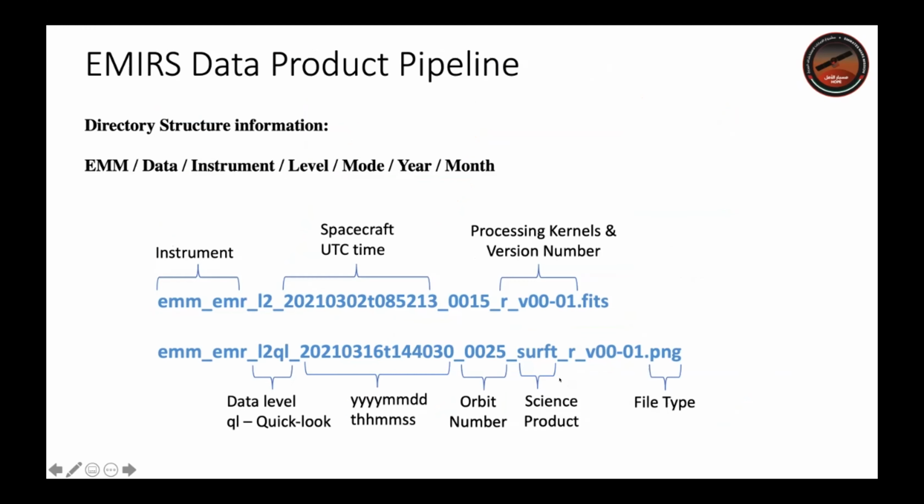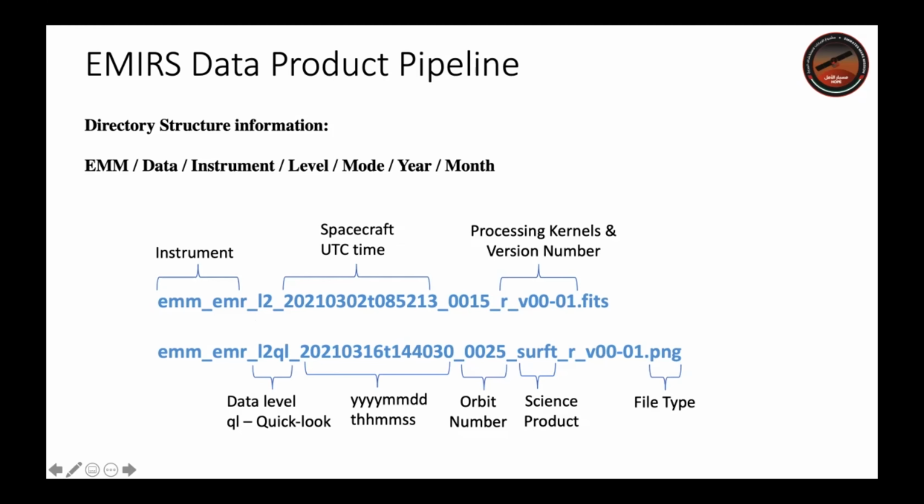So you saw this already, so I'm not going to belabor it, but one of the big things to pay attention to with EMIRS is the data product level. So you want to look for level 2 and/or level 2 quick look. And then we have this type of science product that we have available. So we have surface temperature and atmospheric temperature for the quick looks, and then there will be interpolated versions of both of those. So there are 4 different quick look products that you can take a look at.